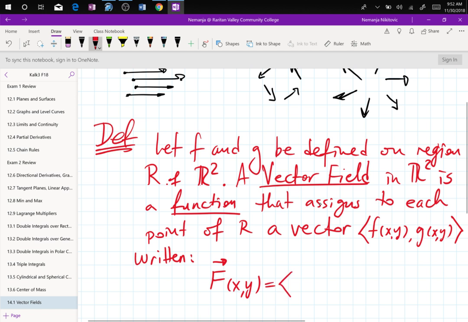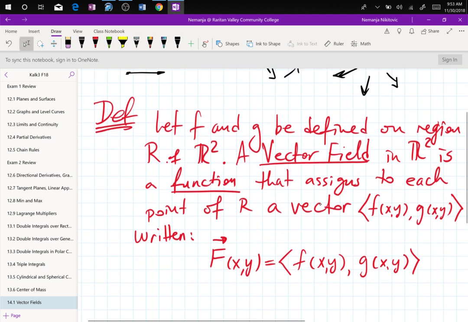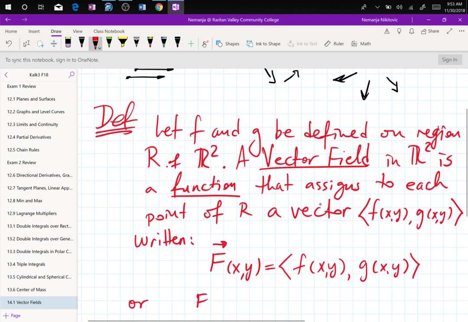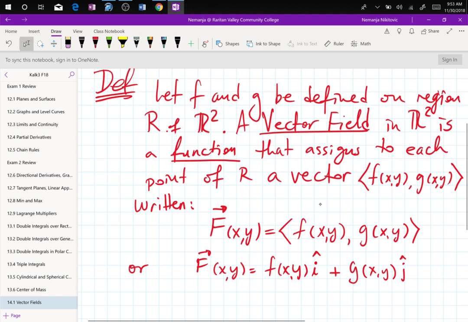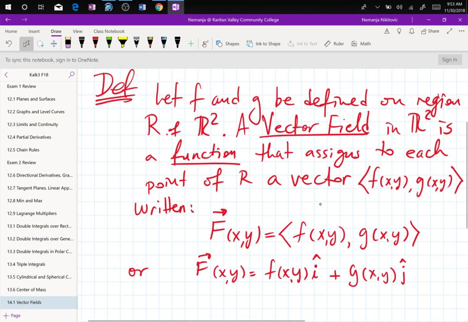It is F(x,y) equals f(x,y) i hat plus g(x,y) j hat, where the hats denote unit vectors. This is the definition. A vector field is a function.